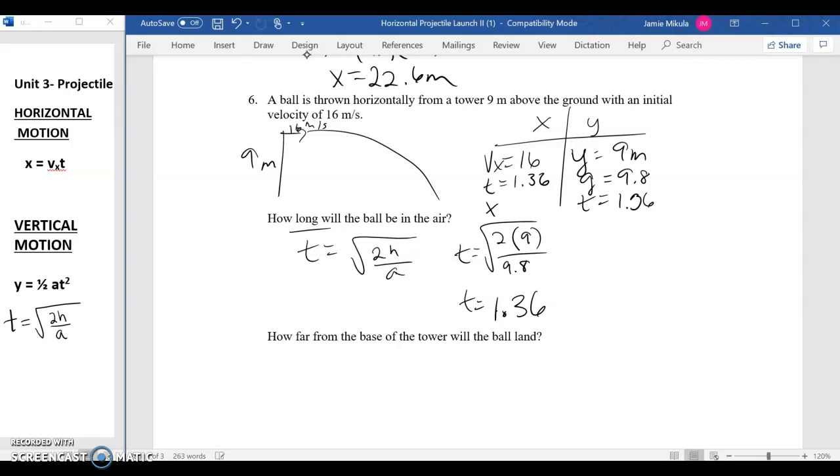Okay, I'm solving now for x and how far from the base. So that's going to be x equals vx times t. x equals 16 times 1.36. And you should get a distance of 21.7 meters.